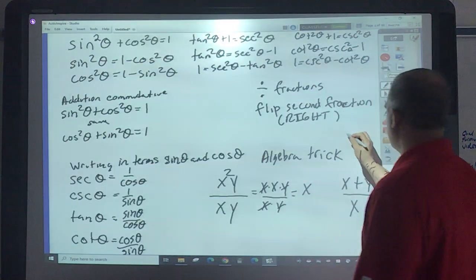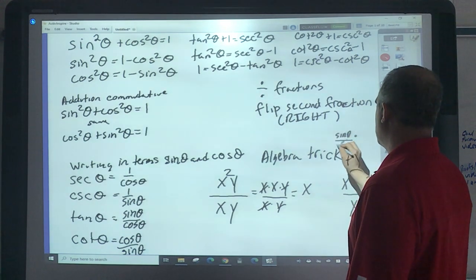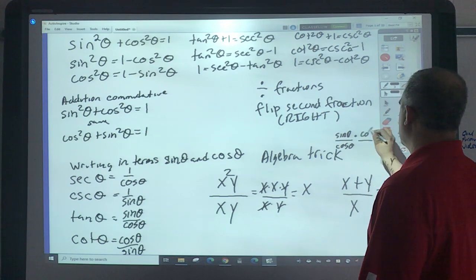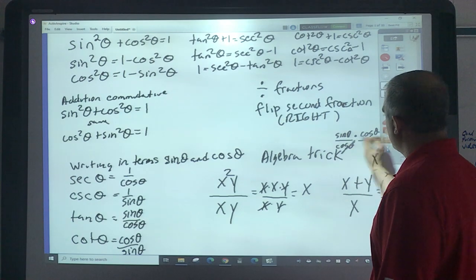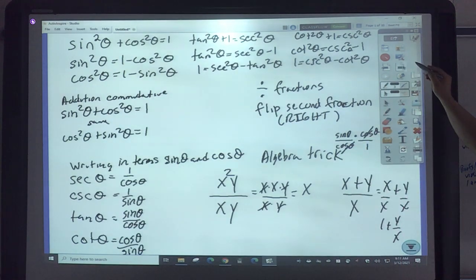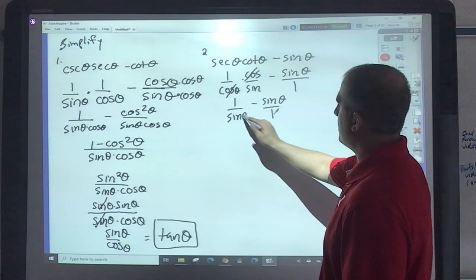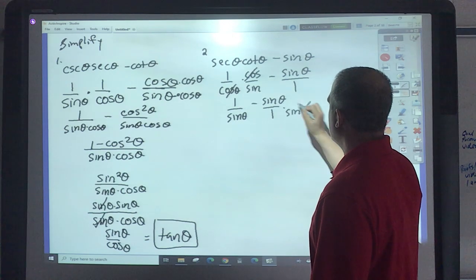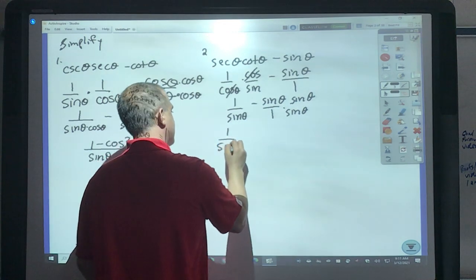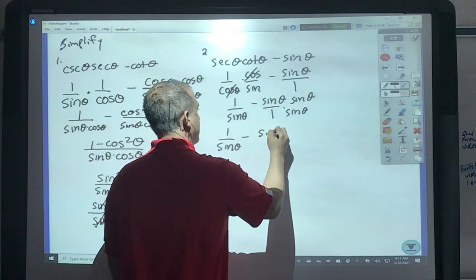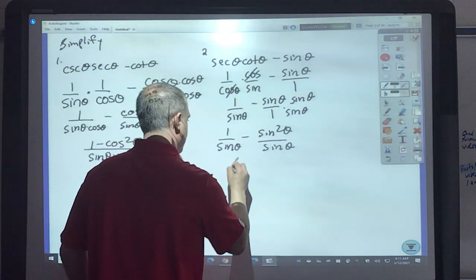If you have, let's say, something over, I don't know, 1, you're allowed to eliminate vertically. We'll put that in there. Now, I've got to get a common denominator. What is missing from this side? I'm missing a sine of theta, so I have to multiply that by the top and the bottom. So what I've got is 1 sine of theta minus sine squared of theta over sine. Now, since they're the same, I can push those together.